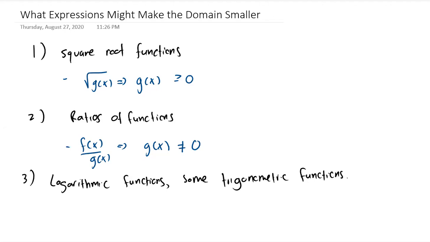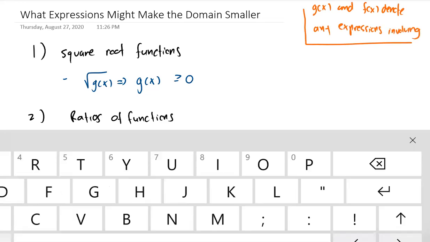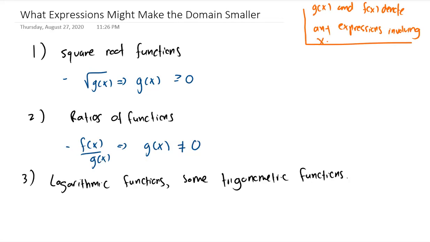We already saw one of those things. We already saw that the square root can force us to remove inputs from the set of real numbers, so it makes our domain smaller. So in general, if you have the square root of an expression involving x, and that's what g of x means here, so let me make a note of that. g of x and f of x in this case denote any expressions involving x. Let me make that x a little bit more clear.